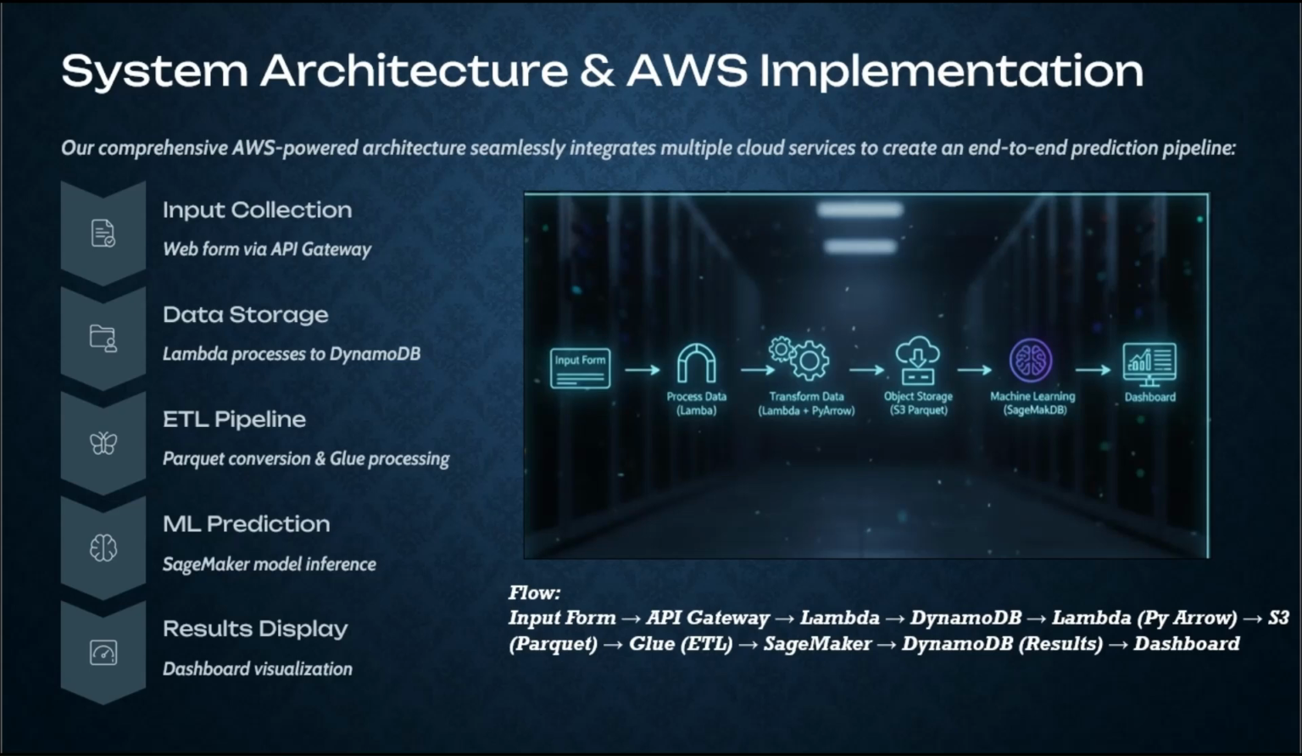The fifth point is AWS Glue cleans and transforms the data using PySpark, which is the data pre-processing. The pre-processed data is used in SageMaker for model inference. SageMaker here is also used for model training. The seventh point is predictions and recommendations are displayed back on the dashboard. So this pipeline is fully automated. Once a user submits data, every step from pre-processing to prediction happens without any human intervention.